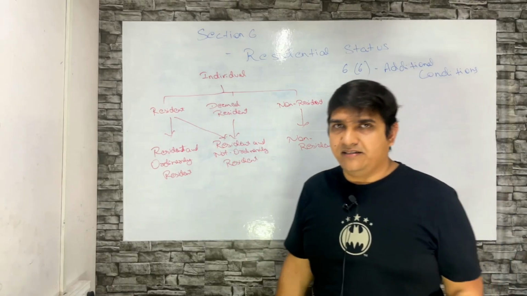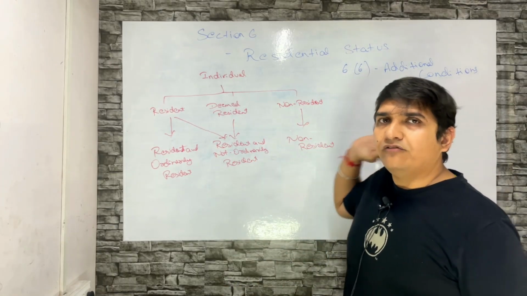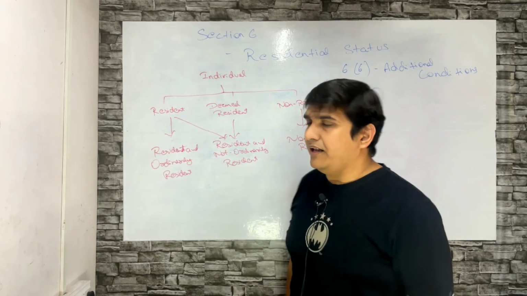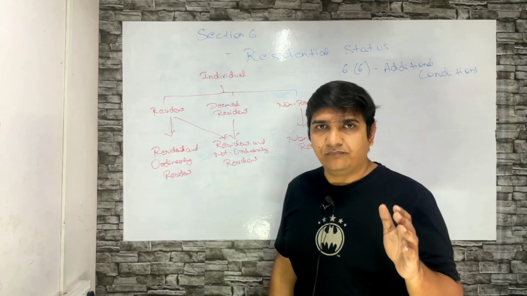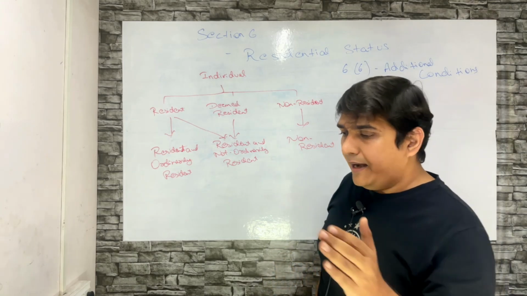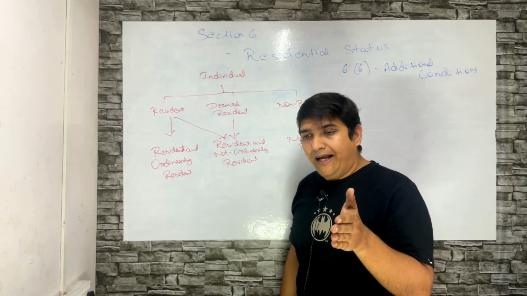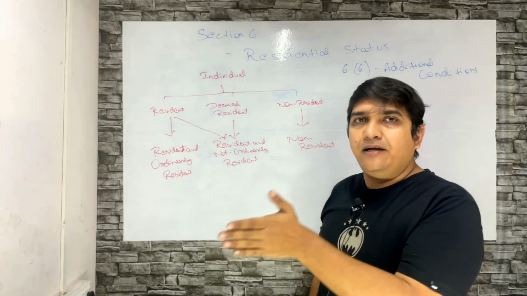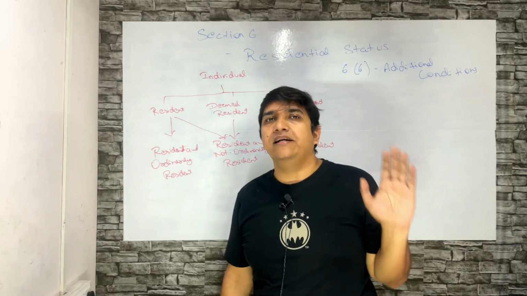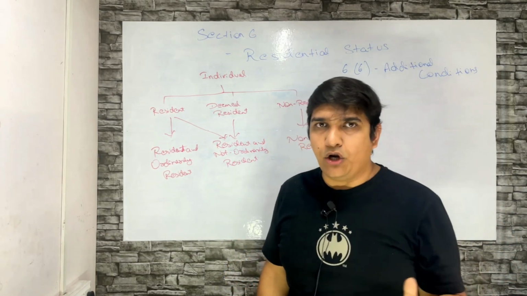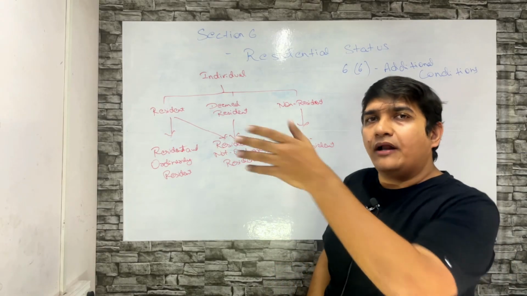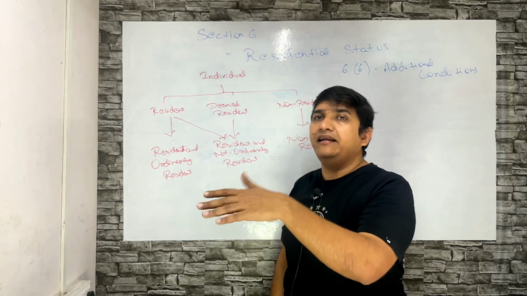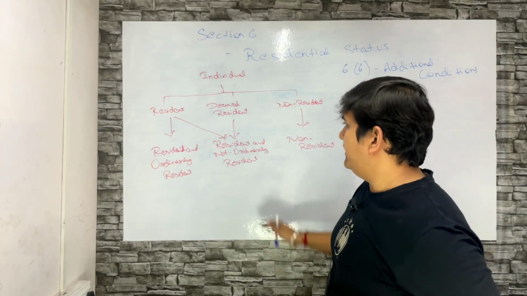Resident and not ordinarily resident is, in technical terms, a person who does not satisfy any one of the additional conditions. However, what it means is that a person who, due to the basic condition, is a resident, but generally that person is a non-resident in India. Because of any one or multiple conditions, that person has become a resident in India, right?